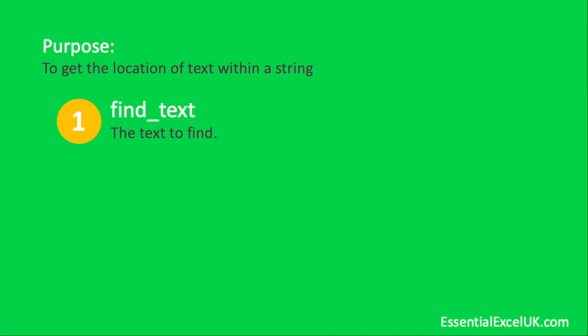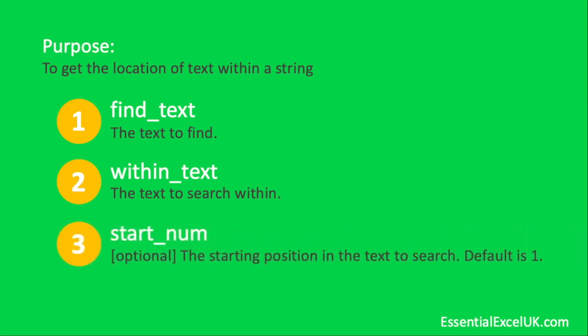It's made up of three parts. The first part is our find text, so this is the text we wish to find. The second is within text, so the text to search within. To summarize these two points, we're going to firstly enter some text that we want to search for, and the second part is a reference or another text string that we want to search for our find text.